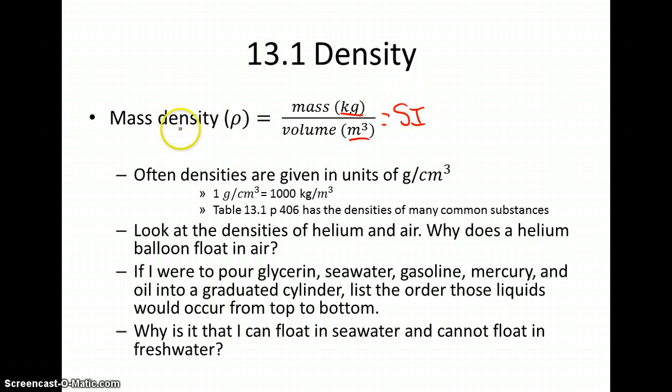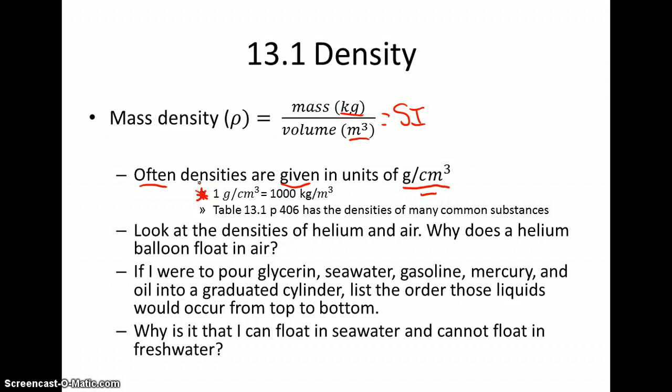However, oftentimes densities are given in units of grams per centimeter cubed because it's more appropriate for that object. Just be aware that if you are given something in grams per centimeter cubed, you're going to have to convert that to the SI unit to have a correct answer. And so the conversion for that is that 1 gram per centimeter cubed is equal to 1,000 kilograms per meter cubed. And that's a pretty simple conversion.